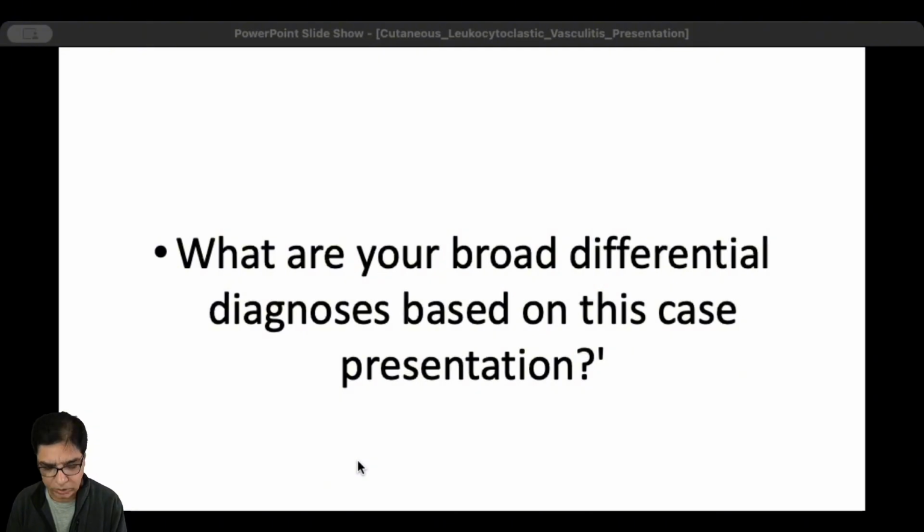Kawasaki. Yes, very good, Kawasaki. What makes you think about Kawasaki? Kind of similar with the painful rash and feeling unwell for the past 5 days. They didn't have any red eyes, but that was another differential for these kind of rashes. Yeah, you're also right, that can be one of the differentials.